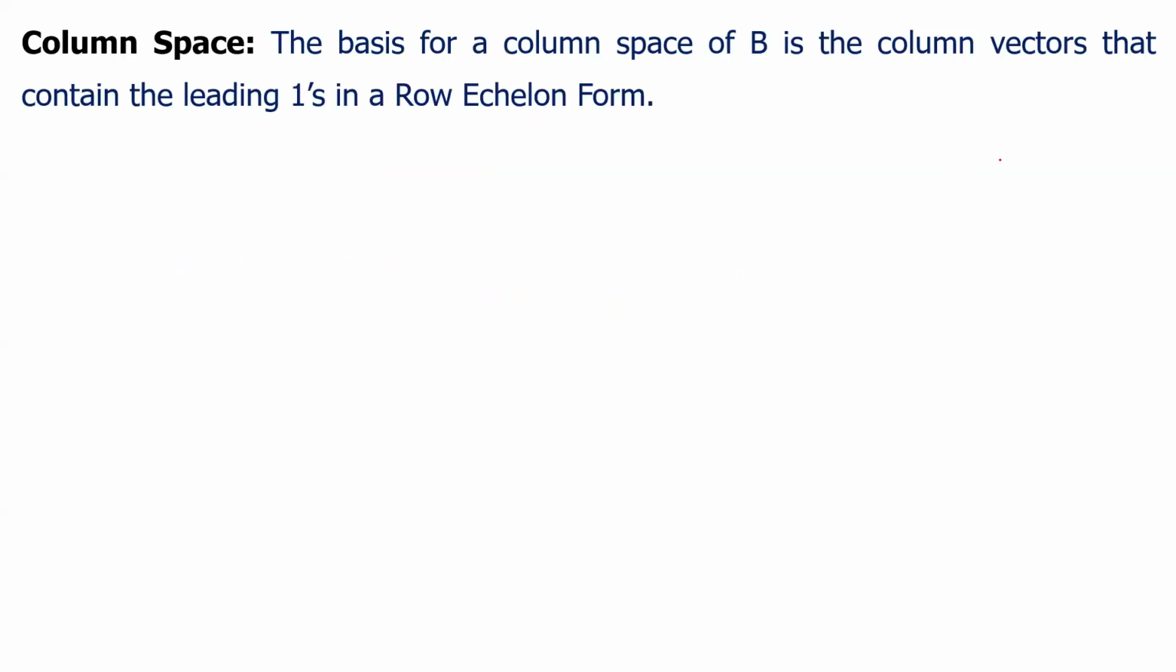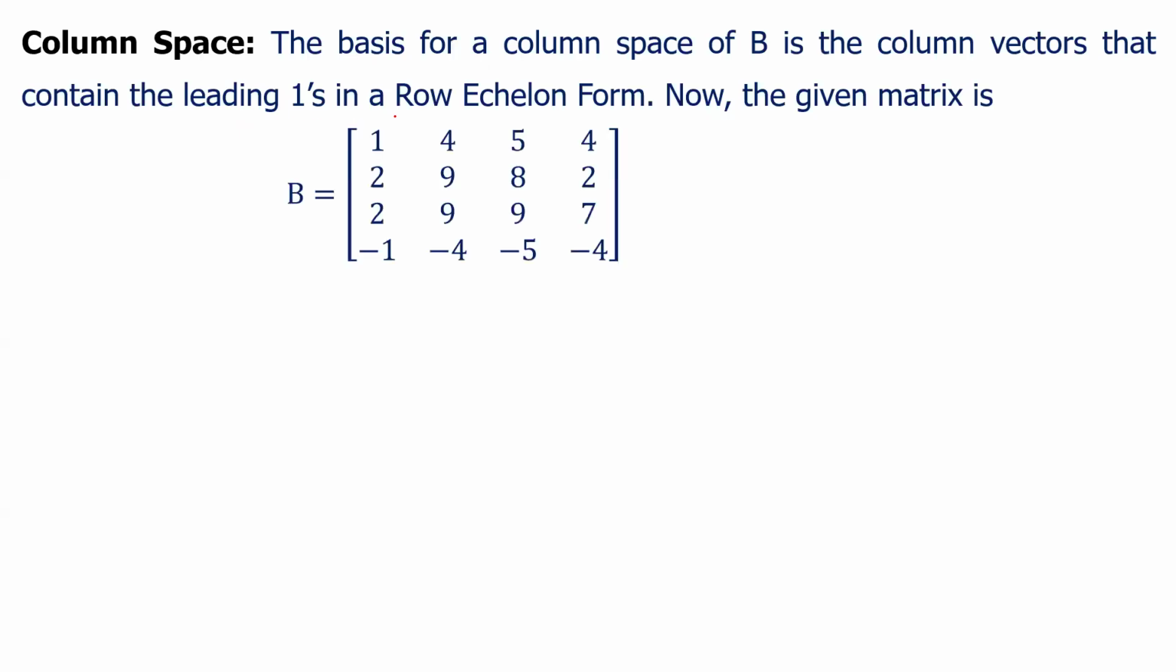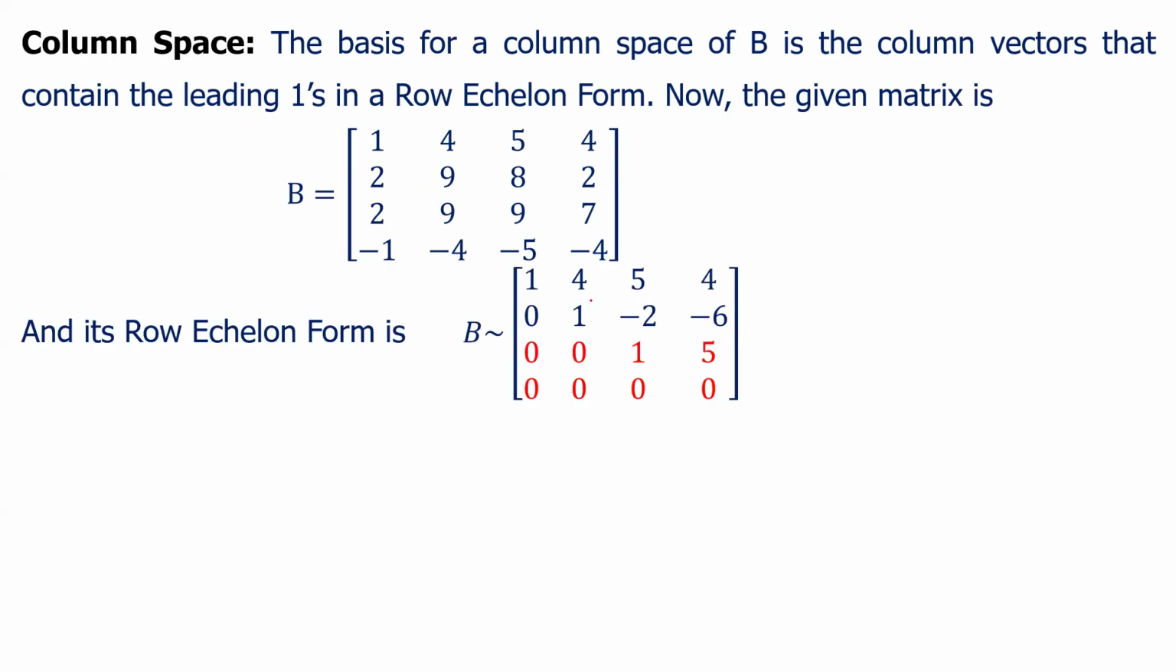The basis for a column space of B is the column vectors that contain the leading ones in a row echelon form. Now the given matrix B is [1, 4, 5, 4; 2, 9, 8, 2; 2, 9, 9, 7; -1, -4, -5, -4], and its row echelon form is [1, 4, 5, 4; 0, 1, -2, -6; 0, 0, 1, 5; 0, 0, 0, 1]. Now, what are the leading elements in its row equivalent form?